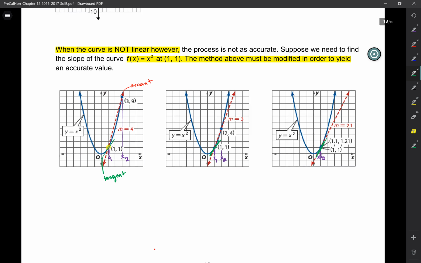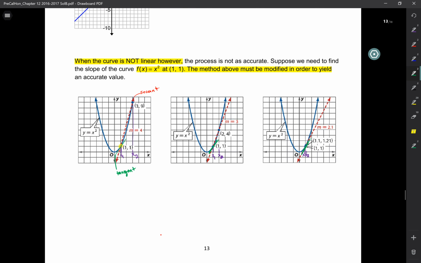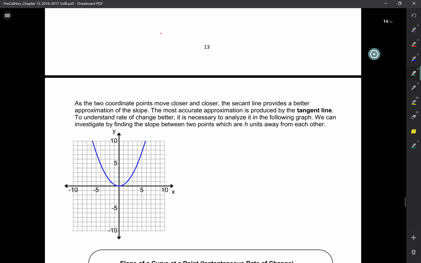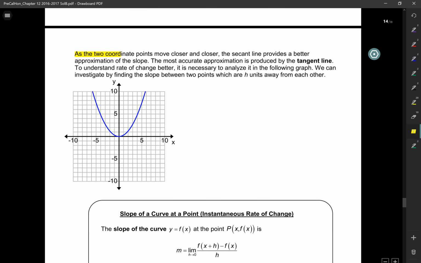Here, how far away are they? From 1, it's a distance of 0.1, and even that's too far. I want that distance to be less than 0.1. I want that distance to be almost 0. As the 2 coordinate points move closer and closer, the secant line becomes a better approximation of the slope. And the most accurate approximation is the tangent line. So what I want now is to devise a formula for the slope of the tangent line.